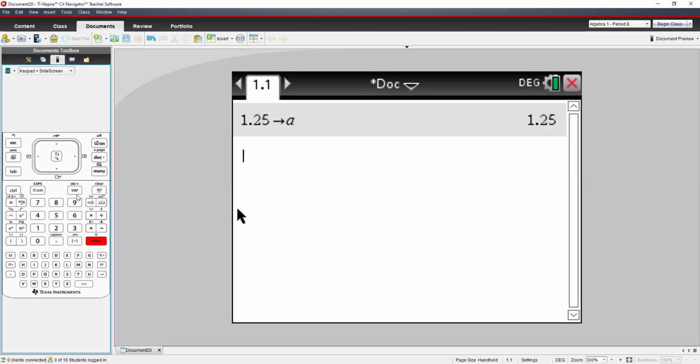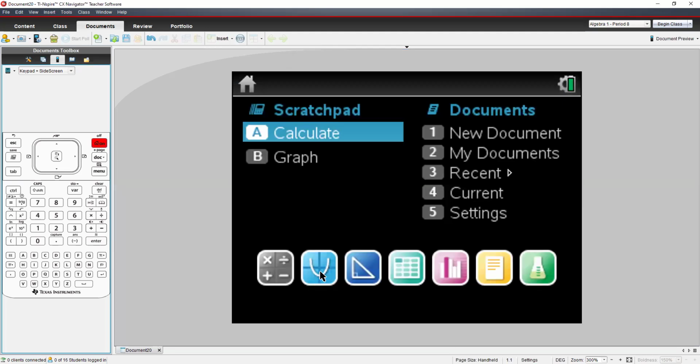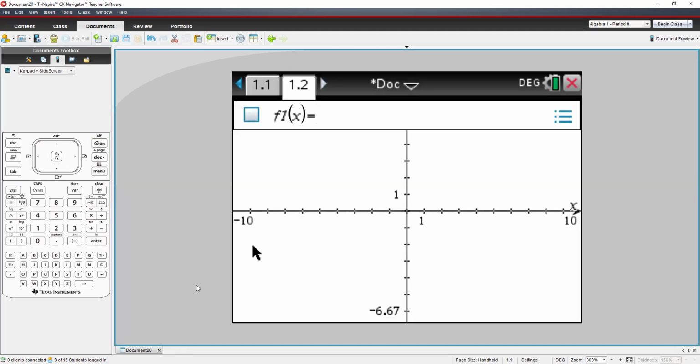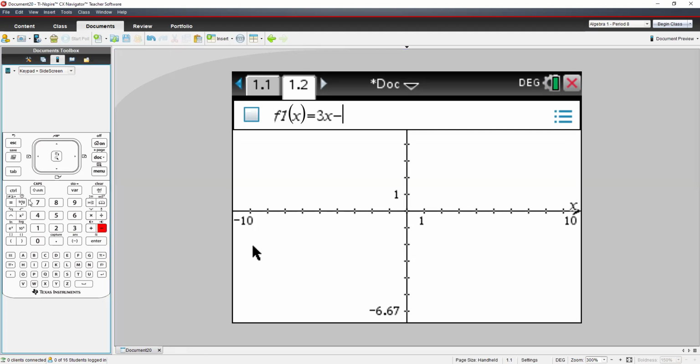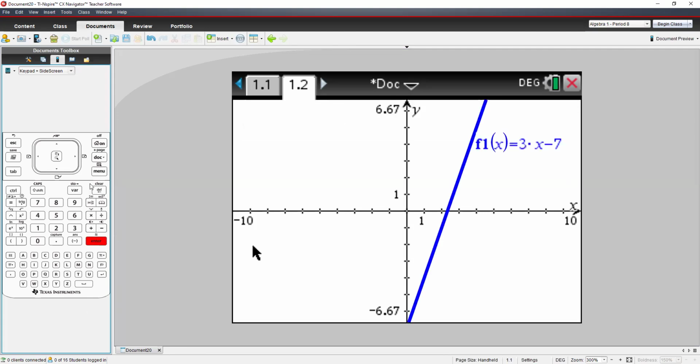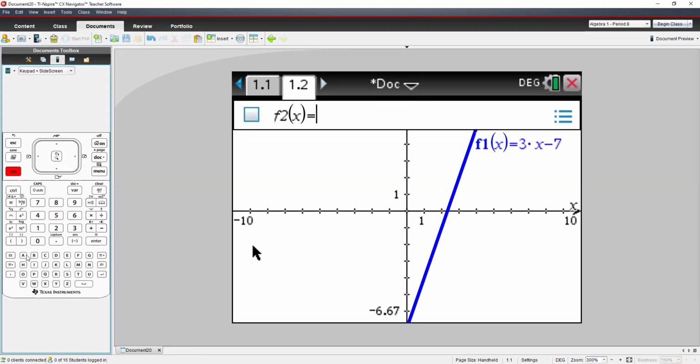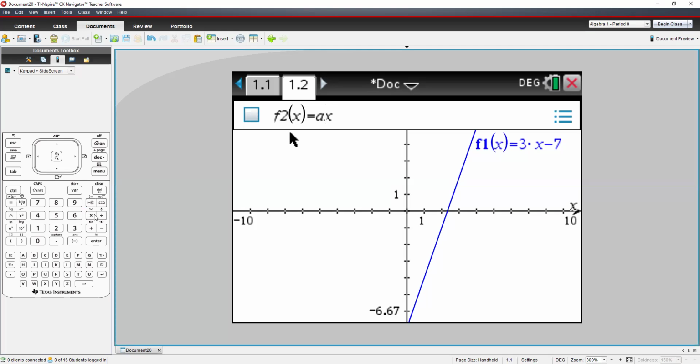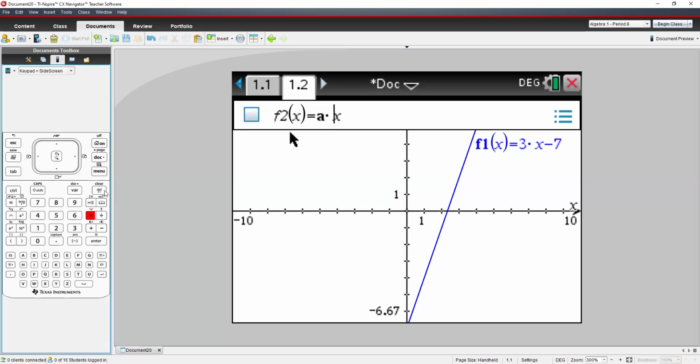Then I'm going to graph, and I'm going to split it. The left-hand side goes here, so it's 3x minus 7, linear. Then I'm going to do the right-hand side. I press tab, and I'm going to go A. Now remember, I have to put a multiplication between the A and the X. If I don't, this is going to look like a new variable, and that's not what we want. We want A times X. And then I'm just going to put plus 5.